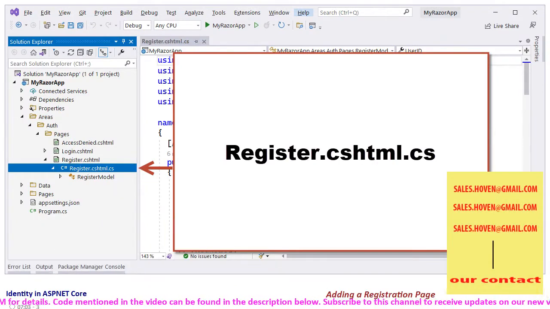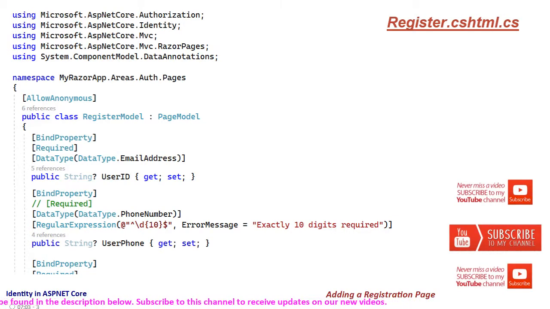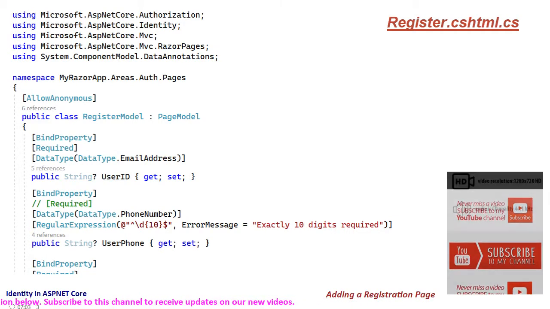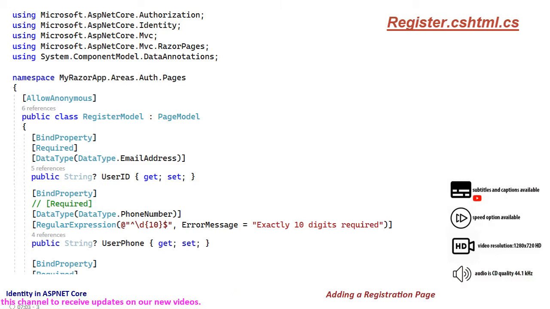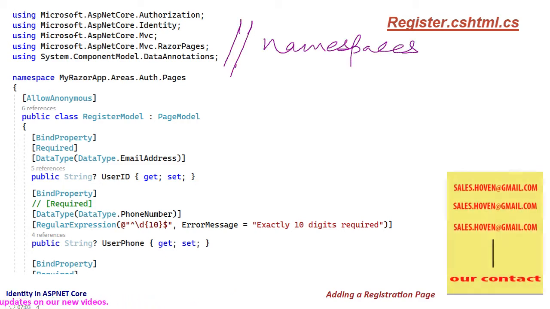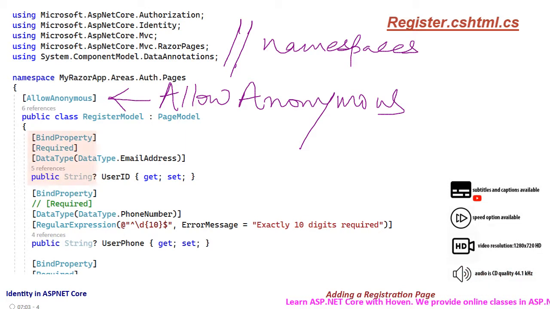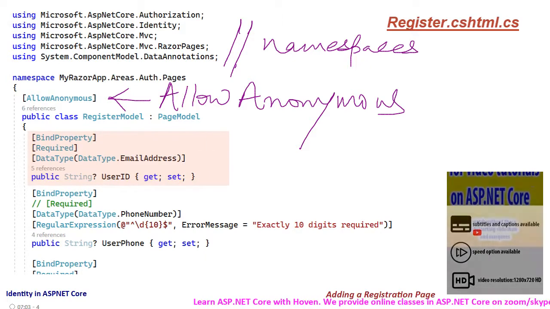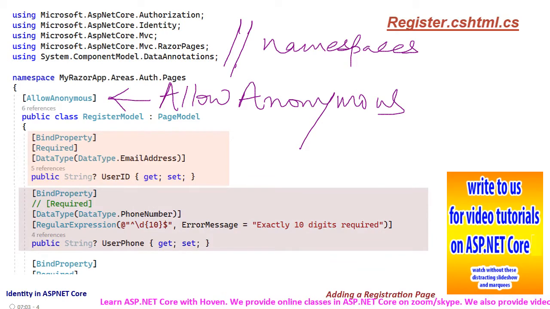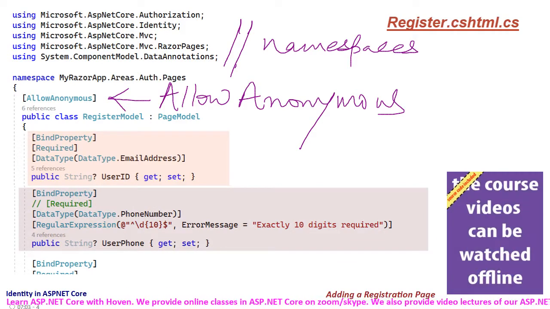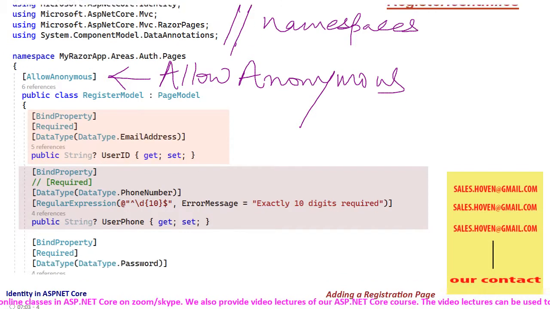Now let us examine the programming side. Open the backing class for this markup page. This is the register.cshtml.cs file, and it contains the register model class. First, we have the various namespace directives. The class has been marked as allow anonymous so that the page is publicly available for anyone to register on our website. First, we have a bind property for user ID. Then we have a property for the phone number. We have used a regular expression for phone number of exactly 10 digits, and it can be customized for the needs and formats of any country.